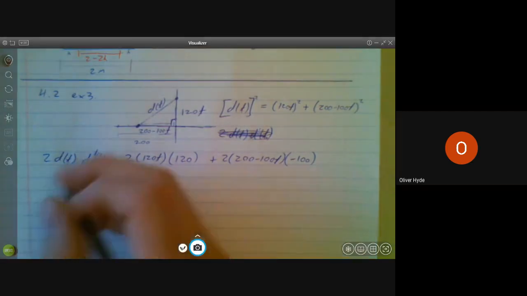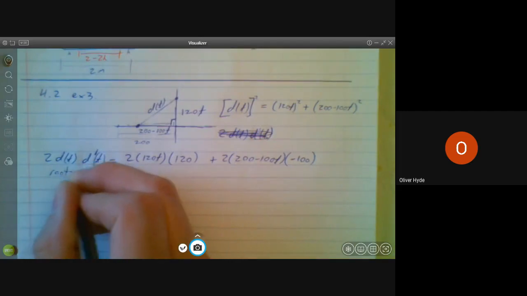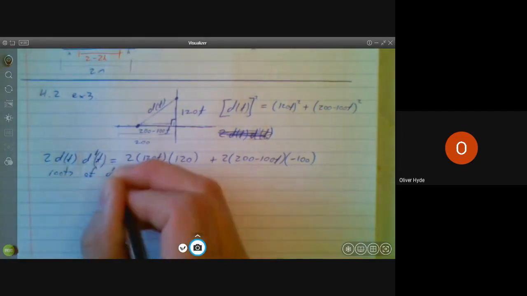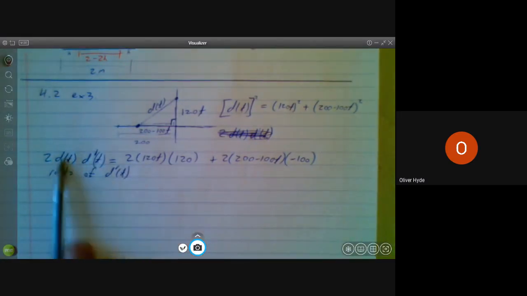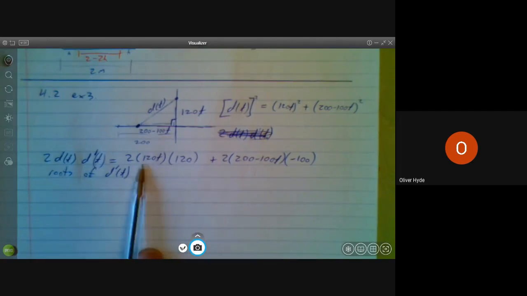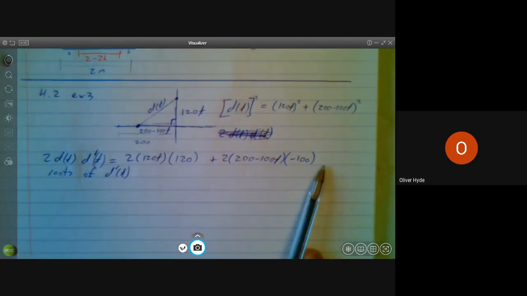Notice how expanding first would be unnecessary and probably a little bit tedious here. If I'm looking for roots of d prime of t, I don't feel the need to isolate for d prime of t. D of t being 0 isn't going to help me find a root for d prime of t. All I need is my right-hand side to be 0. This would have been my numerator in the example in the lesson.